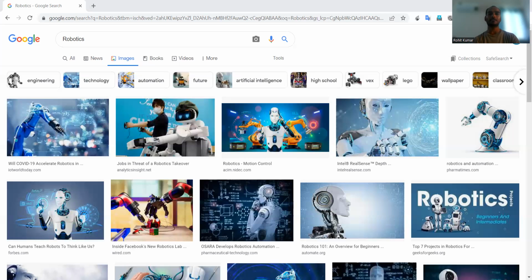It is not necessarily that robots need to be represented in a human form. Humanoid means human plus robotic, so if you combine both, the term is humanoid. If a robot looks like a human, then it is called a humanoid. But it is not necessary for every type of robot to be a humanoid.